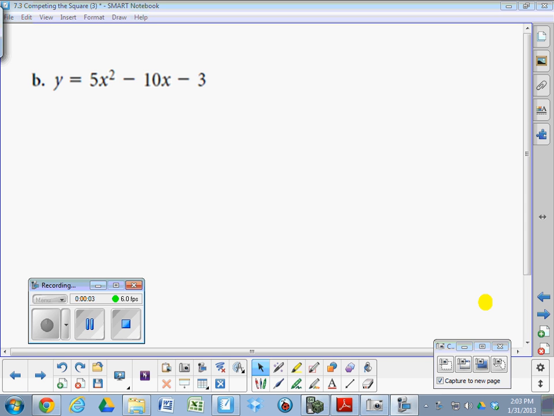3B on worksheet 7.3. Ready? All right, let's complete the square.